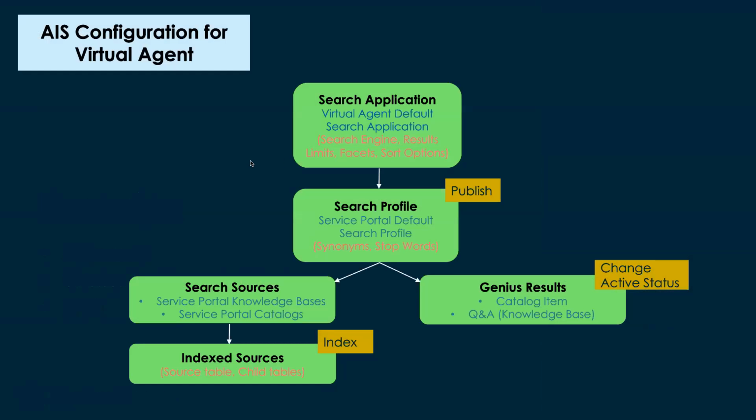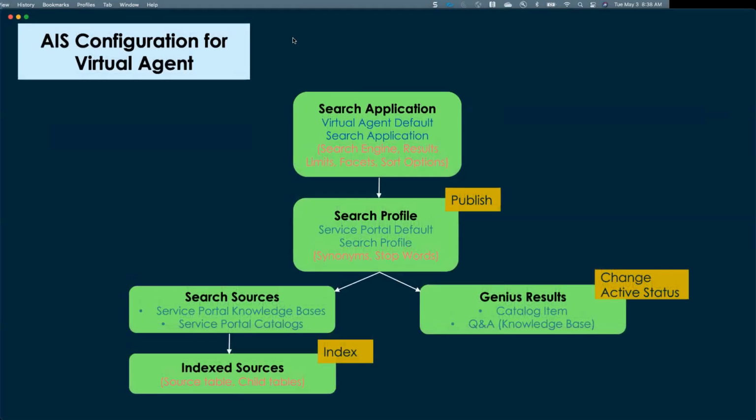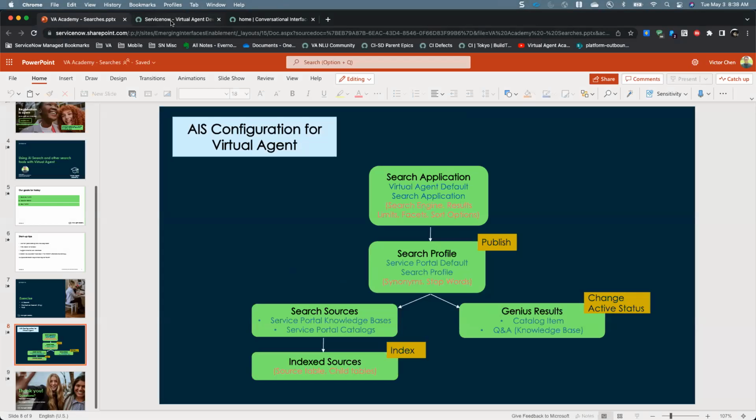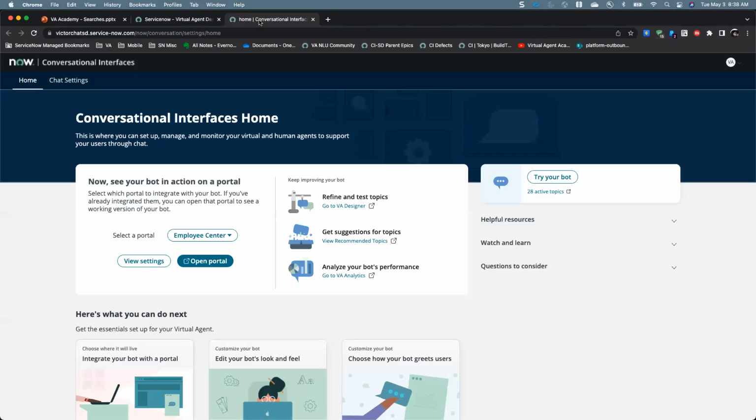I'll cover this in more detail, but this is basically the AI search configuration for Virtual Agent. I'll pause on this slide because I can imagine a lot of people are taking screenshots of their screen right now, but don't worry, it will be on YouTube as well. But let's first enable AI search. In order to do that, I'm going to jump into my instance. All right, and I am going to go to the conversational home page.